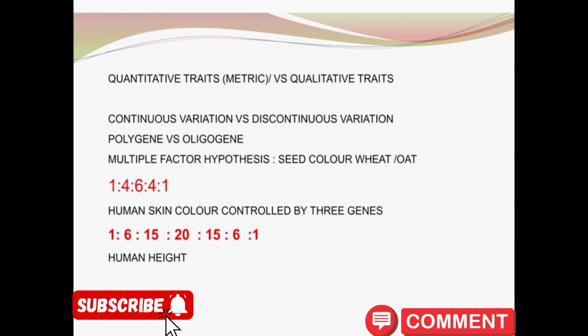Polygenes: when many genes control a single character, they are known as polygenes. Oligogenes: when a few genes, one or two, control a character, they are known as oligogenes. Now the multiple factor hypothesis, for example seed color in wheat or oat, produces a 1:4:6:4:1 ratio. Human skin color is controlled by three genes, as is human height.